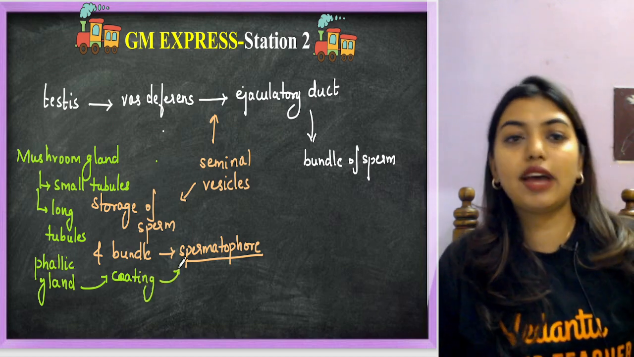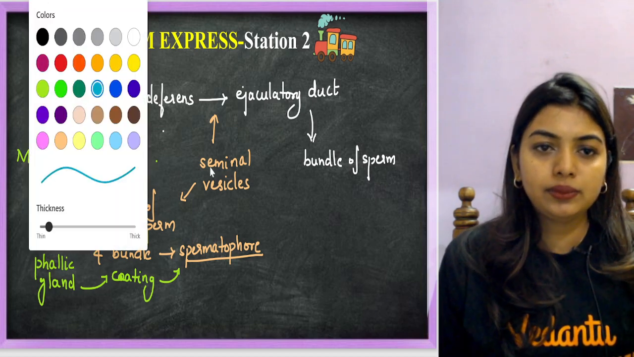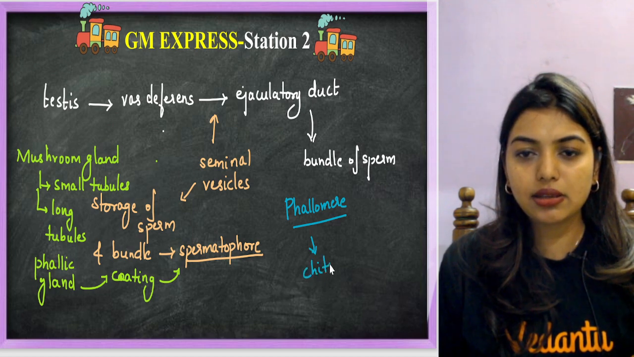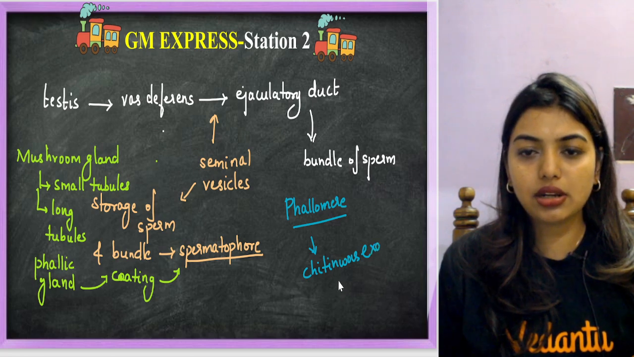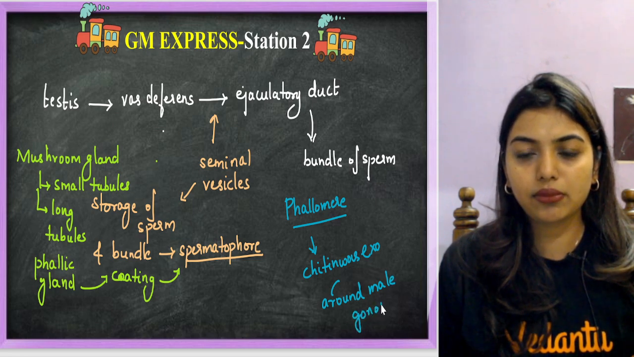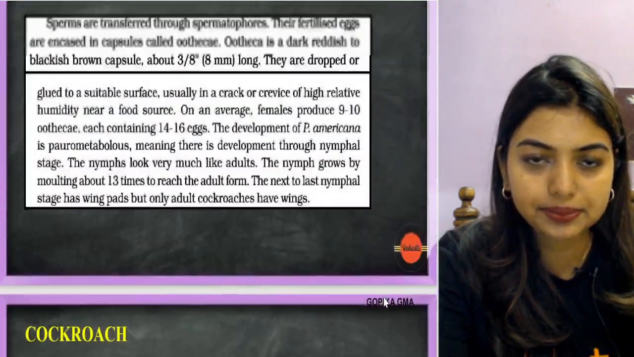Then phallomeres. Phallomeres are present. They are chitinous exoskeletons which are around the male gonophore. Done. This is your male reproductive system. Now we'll go to female.